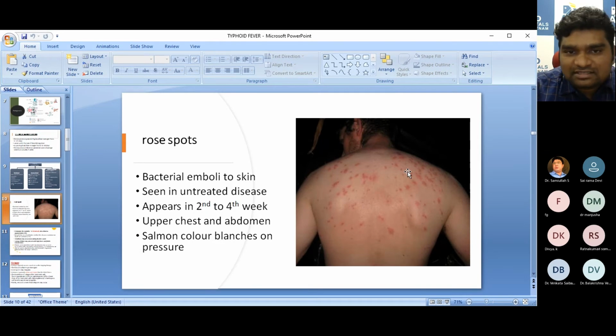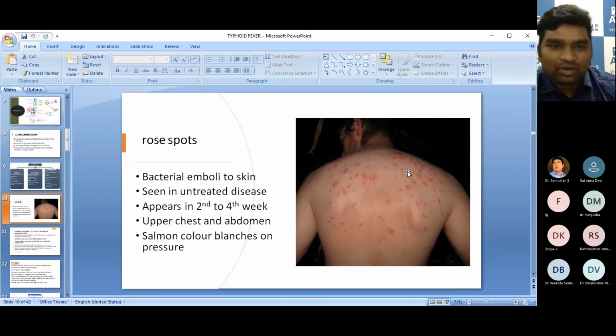It is usually seen in untreated disease, but we are usually overtreating typhoid in rural areas. So rose spots are less common to see these days. Rose spots are the hallmark of the disease typhoid.